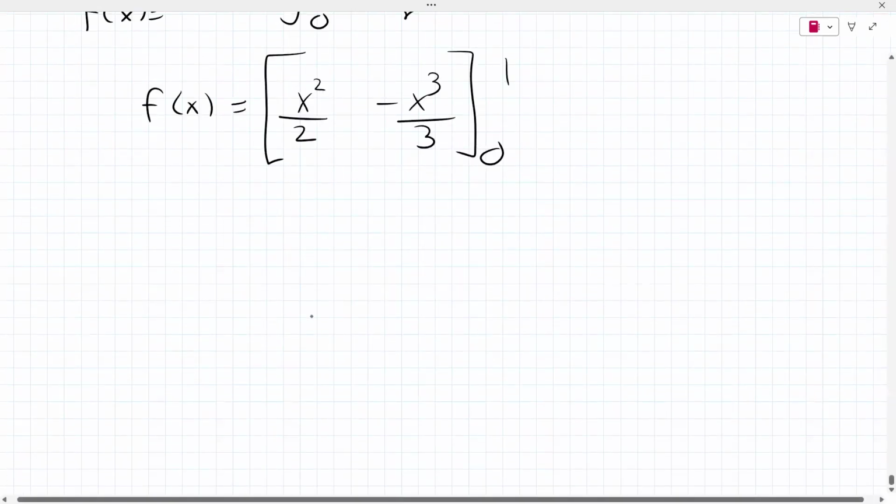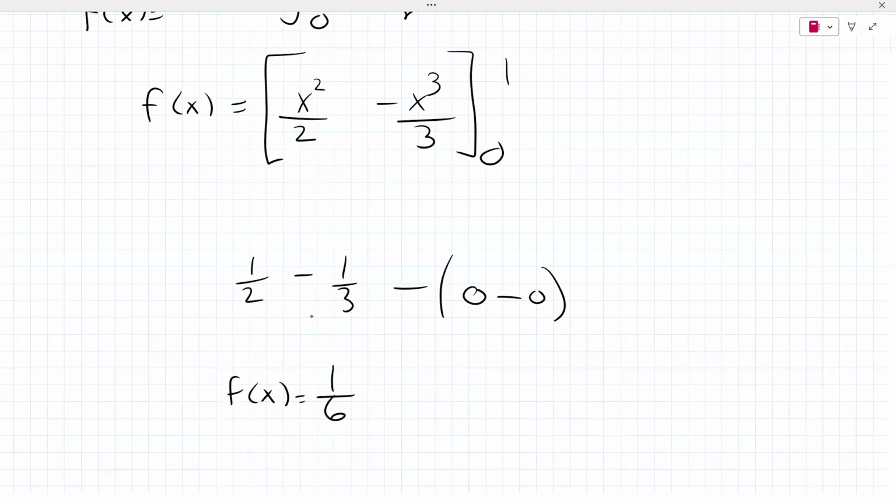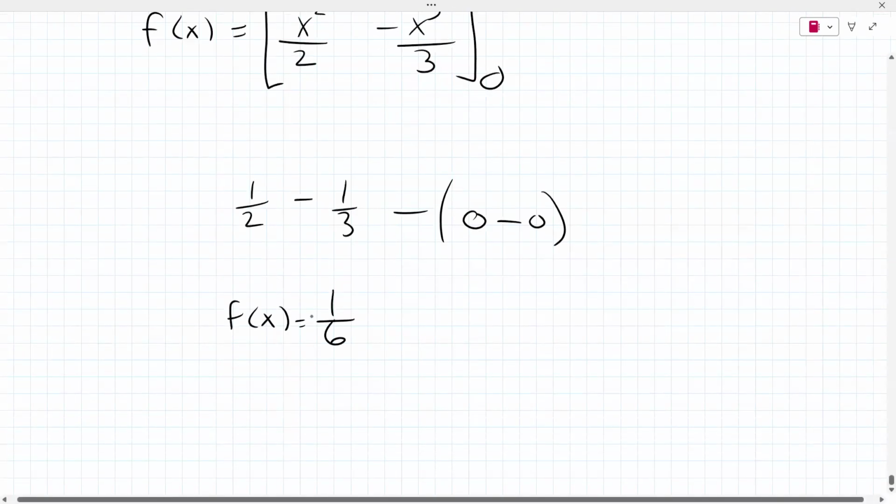So now you just apply the fundamental theorem. So this is going to be 1/2. Well, 1 squared is 1, so that's 1/2 minus, and then 1 cubed is 1, so that's 1/3, minus, and then when you plug in your 0, it's 0 minus 0. So 1/2 minus 1/3 is 1/6. So f of c equals 1/6. But that's not our answer. So if f of c equals 1/6, what does that mean?